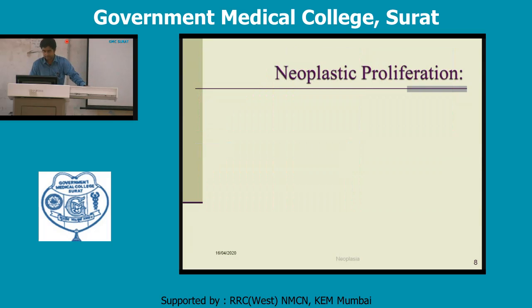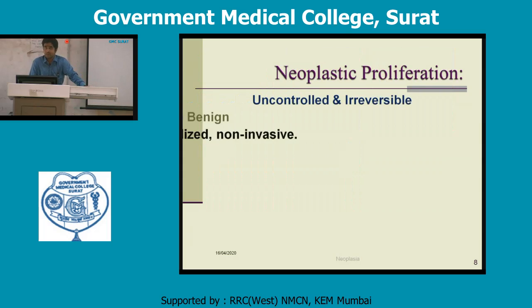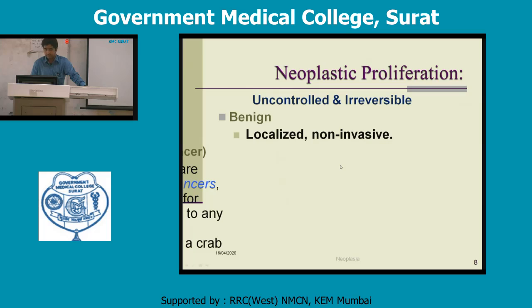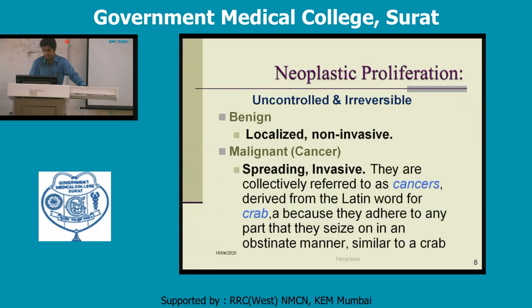Now coming to neoplastic proliferation. These are benign and malignant lesions. They are uncontrolled and irreversible. So once they occur, they are irreversible. Even after stoppage of stimuli, they continue to grow in the same manner. In general language, benign means a simple lump, malignant means a cancerous lump.